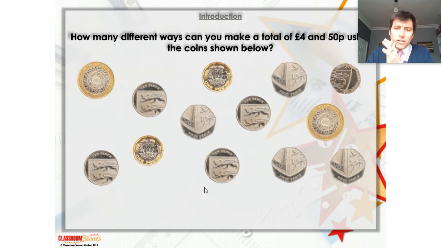Now, what we're going to try and do is use some of these coins to see how we could make £4 and 50 pence. So we've got some of the coins that we looked at earlier here. So which ones could we combine? Which ones could we add together to make £4.50? Is there a really simple way using 3 coins? Is there a way using more than 5 coins? What do you reckon? I can see. Could I use a £2? A £2. What else could I put with it?